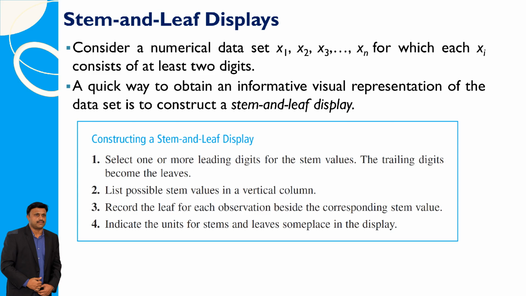To create an informative visual representation of a numerical data set x1, x2, x3, ..., xn, where each data point has at least two digits, one effective method is to use a stem and leaf display. This technique organizes the data by splitting each value into a stem and leaf, making it easier to interpret the distribution and characteristics of the data set.